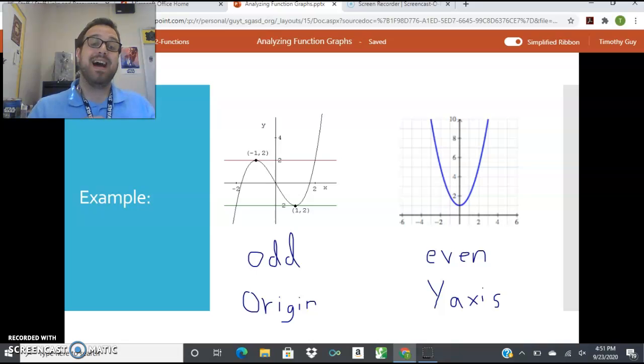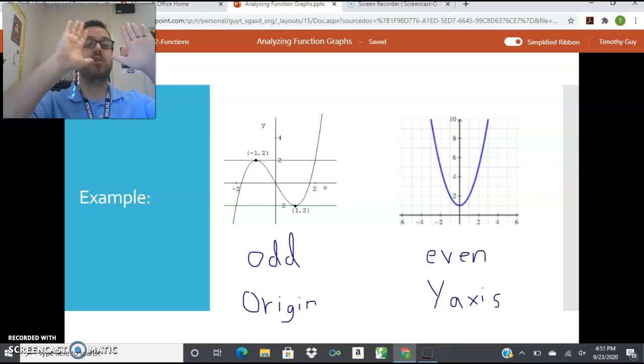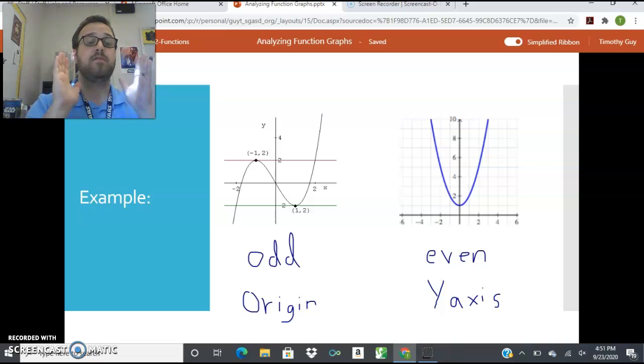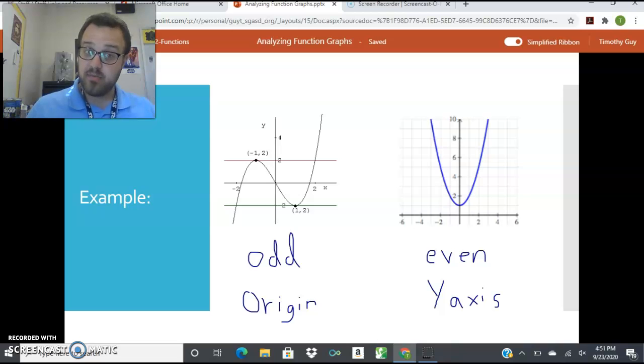So an odd function will have that symmetry around the origin, that rotational symmetry, whereas an even function will have that y-axis symmetry, almost like a foldable symmetry where it'll fold on itself and line up. So those are the different symmetries we're going to look out for. That's the odd and even functions and the origin symmetry and the y-axis symmetry that they have.